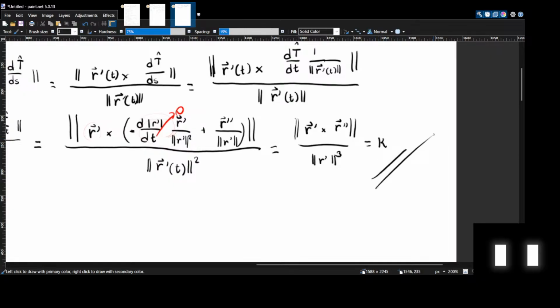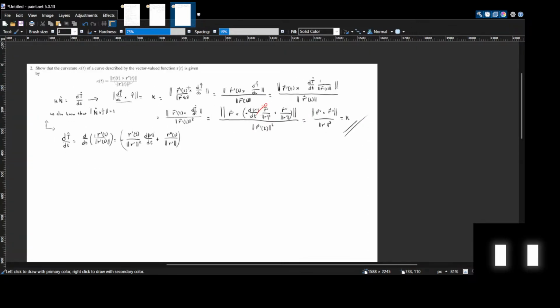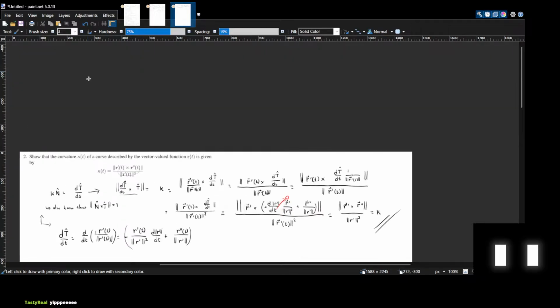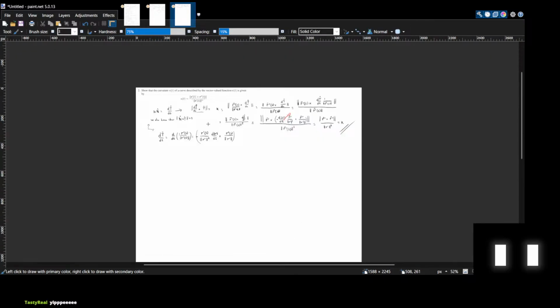Yay! And that solves our question here. Show that the curvature of this thing is described by the vector value function and is given like this. Oh boy. Alright. Any questions? I think that was pretty elegant. We used a bunch of vector properties, and we ultimately ended up with what the question gave us. Indeed, it is equal to that. So that's fun.